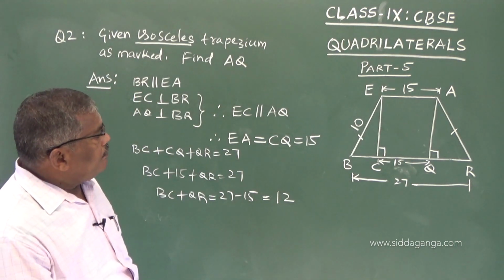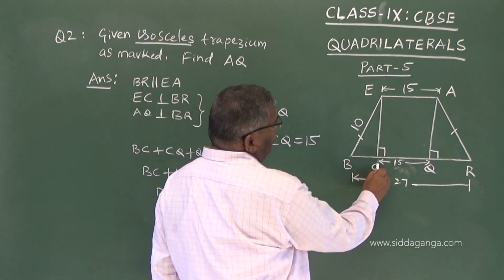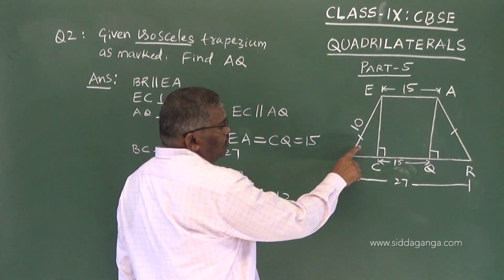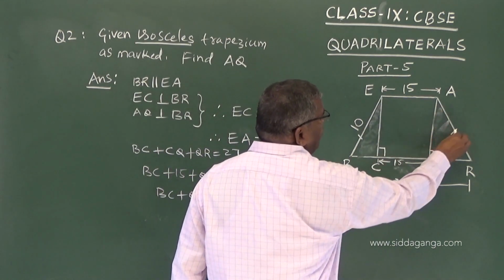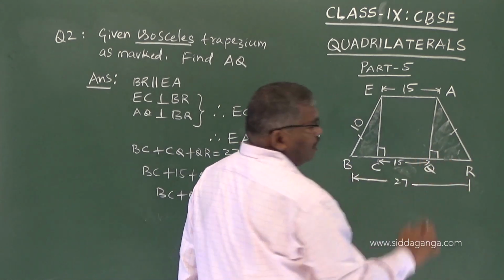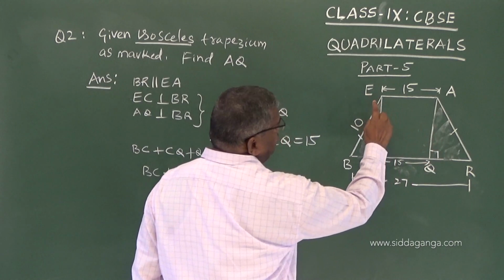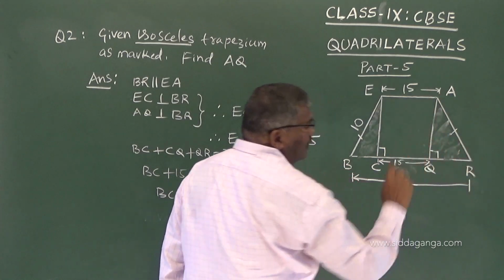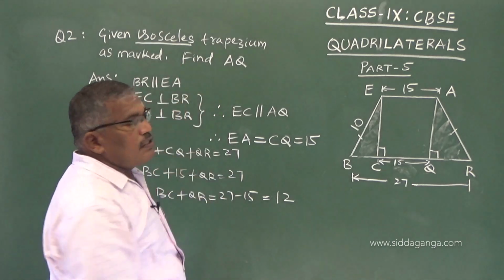Now you observe here these two triangles, BCE and AQR. In these two triangles, I am talking of these two triangles. We don't know whether these two are equal or not. Now we have to examine that. In these two triangles, BE is equal to AR. The legs are equal in an isosceles trapezium.